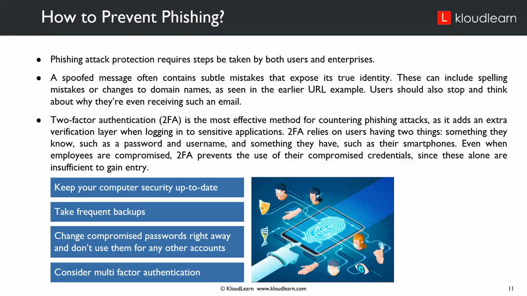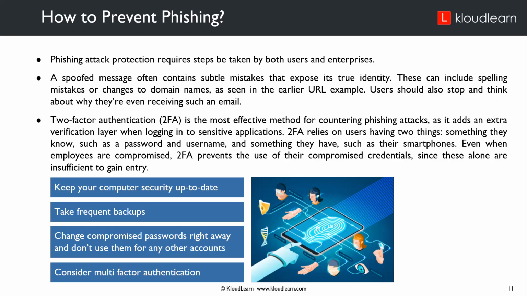Let's talk some more about how to prevent phishing. Phishing attack protection requires steps be taken by both users and enterprises. A spoofed message often contains subtle mistakes that expose its true identity. These can include spelling mistakes or changes to domain names, as seen in the earlier URL example. Users should stop and think about why they're even receiving such an email.